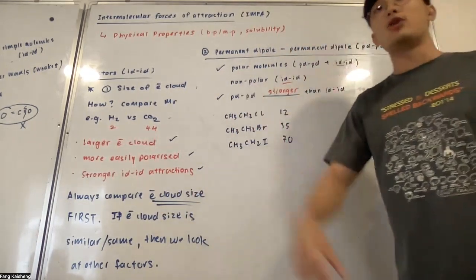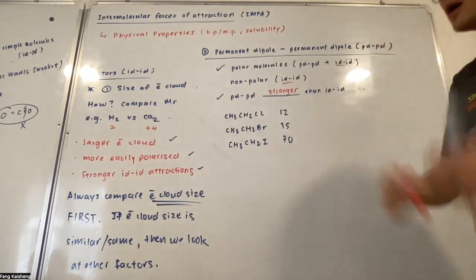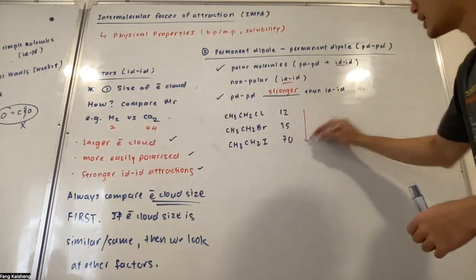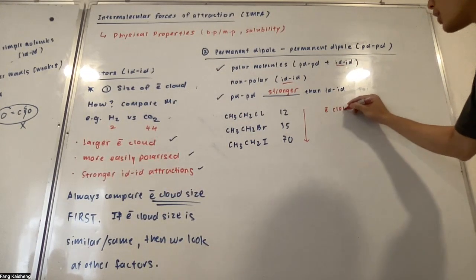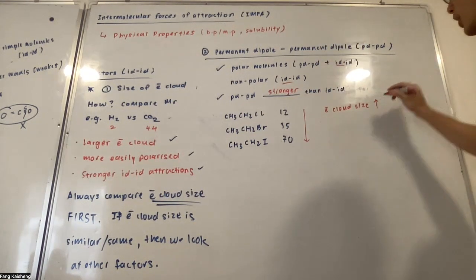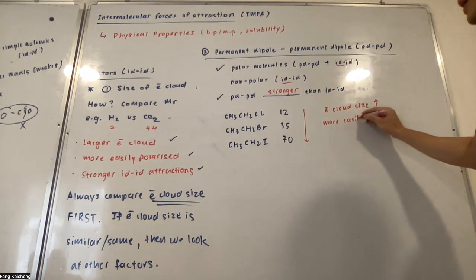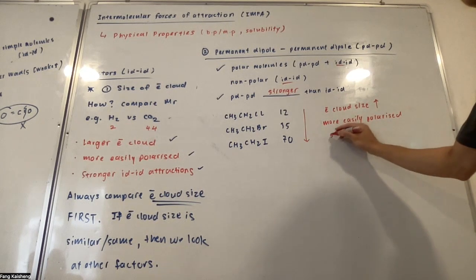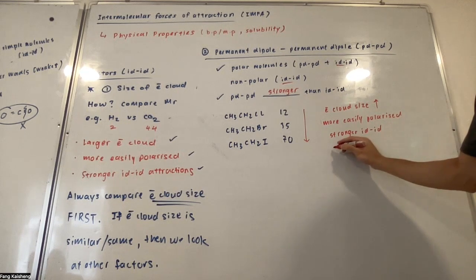So now let's follow whatever I taught you guys. What's the first thing you must always compare? Emma, I told you already, electron cloud size first. What happens to the electron cloud size when you go down the group? The electron cloud size increases, right? Okay, Cl to Br to I becomes bigger and bigger. When electron cloud size increases, it becomes more easily polarized. If you're more easily polarized, that means what? The ID becomes stronger and stronger, requiring more energy.